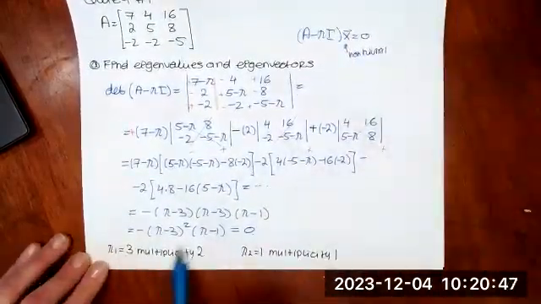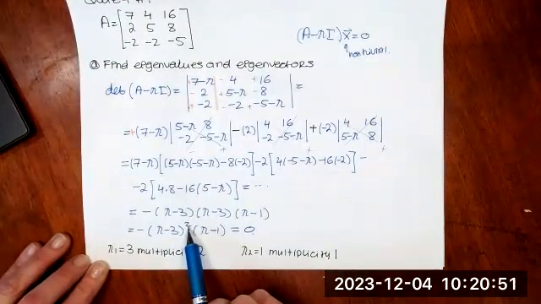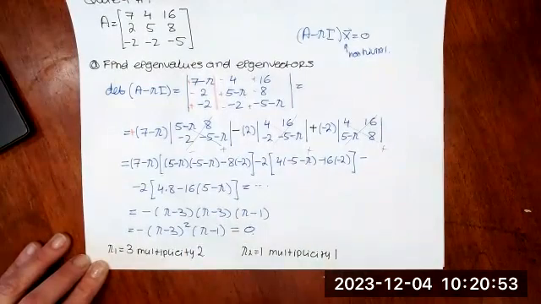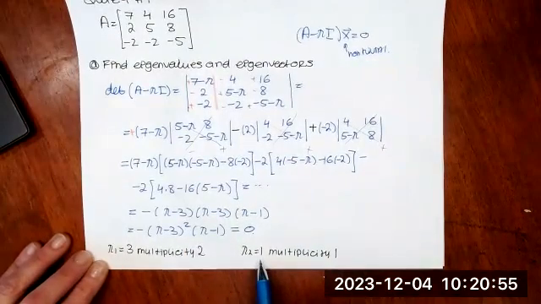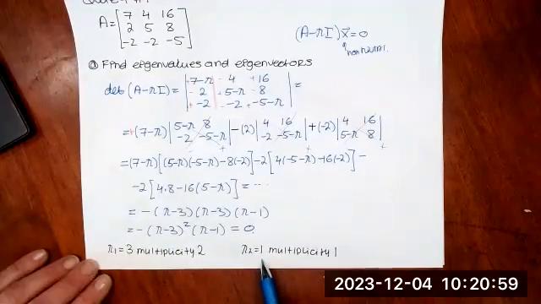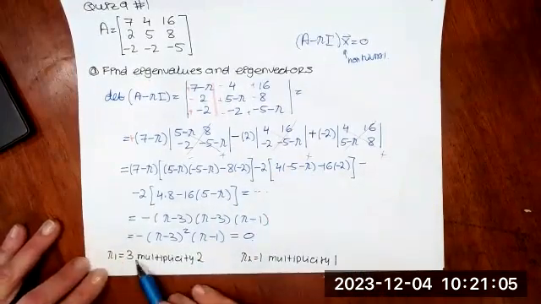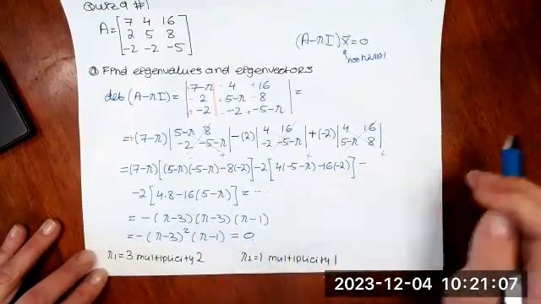From this we're getting one eigenvalue, 3, of multiplicity 2. It's repeated twice. And I have another eigenvalue, lambda equals 1, of multiplicity 1. It's just repeated once. So overall, I have a 3 by 3 matrix and I have 3 eigenvalues. It's just that one of them is repeated twice.